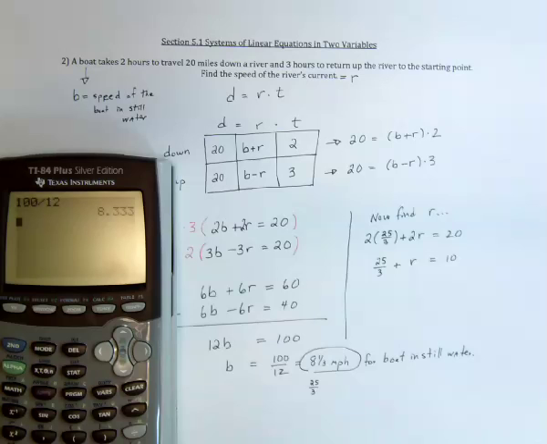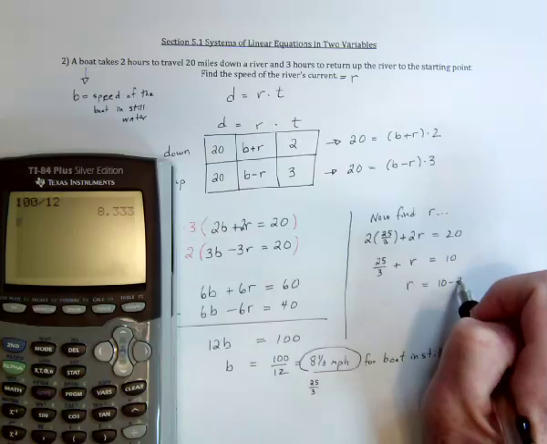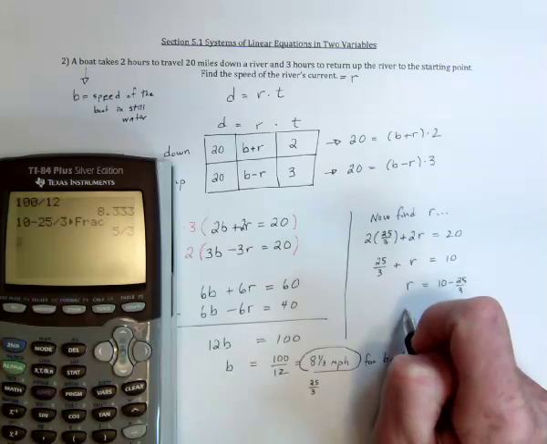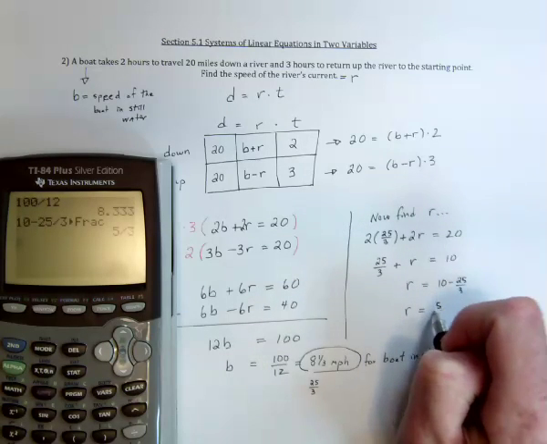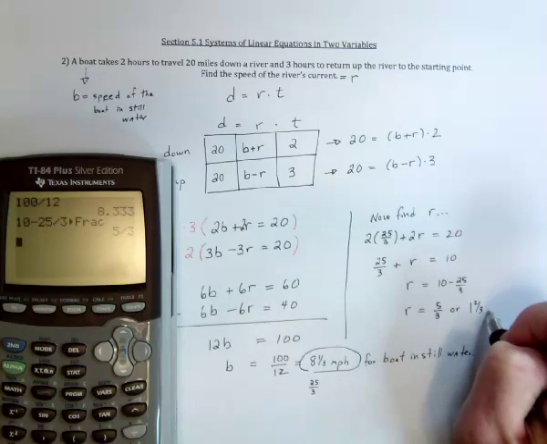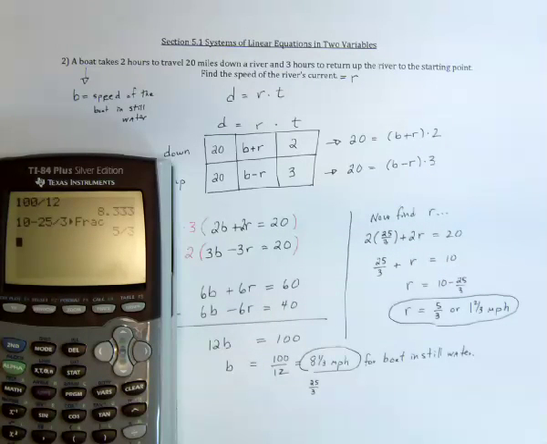Now subtract 25 thirds from both sides, and the river is going to be 10 minus 25 thirds. So 10 minus 25 thirds, and if I want my answer to be a fraction, then just go to math, and the first one is change the answer to a fraction, 5 thirds. R equals 5 thirds, or that would be 1 2/3 miles per hour. So there is the speed of the river, 1 2/3 miles per hour.